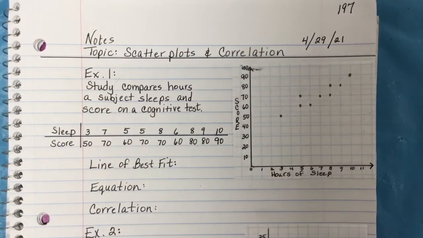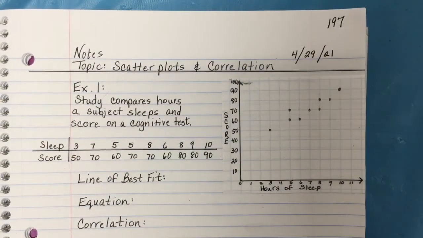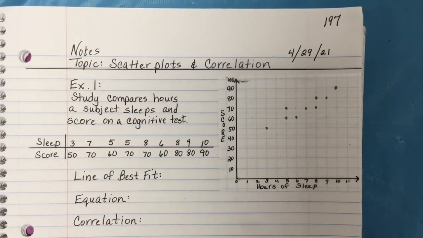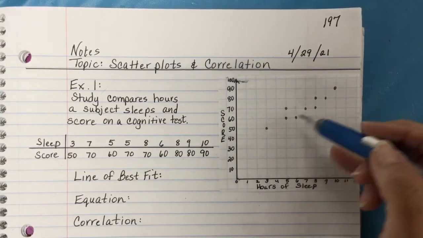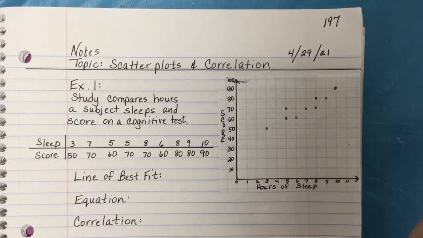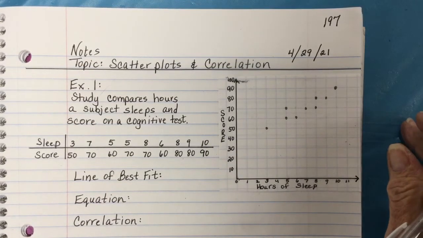All right, so that is our scatter plot. And you can see it does look like scattered dots. And what we're going to do is we're going to identify a line that goes through this path of points kind of in the middle. We call that a line of best fit.